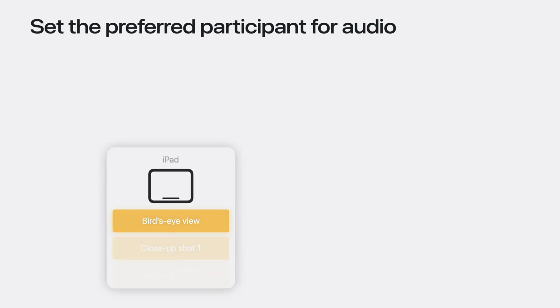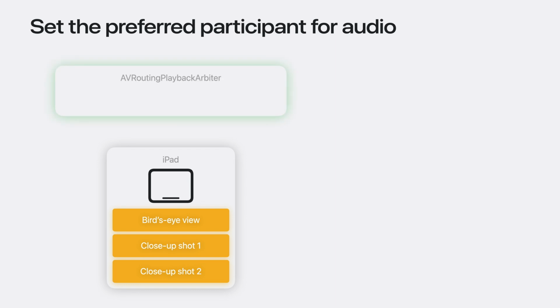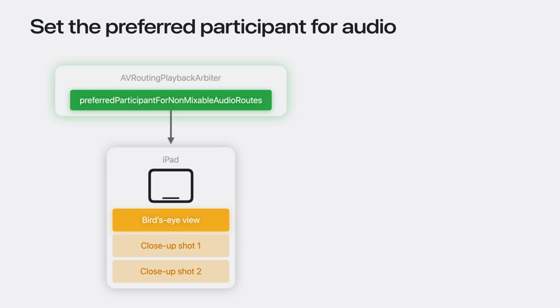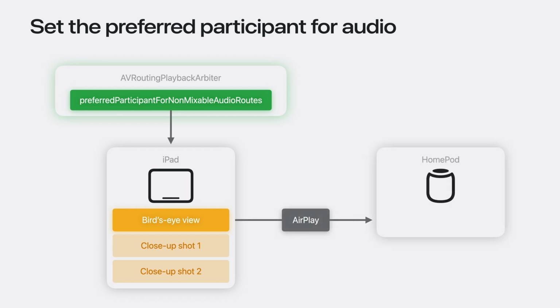Similarly, if there are multiple players and the bird's eye view should take audio priority, then first obtain the playback arbiter singleton and set the bird's eye player as the preferred participant for non-mixable audio routes. If multi-view content is playing, and I route audio to a HomePod from my iPad, the audio of the bird's eye view will be played.